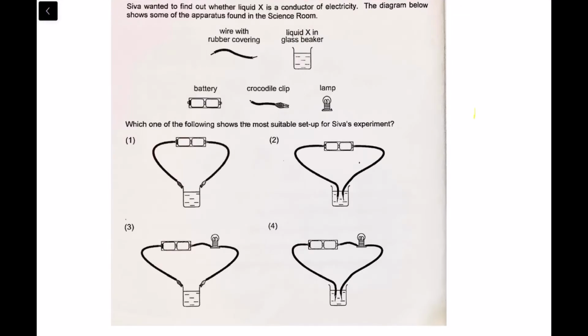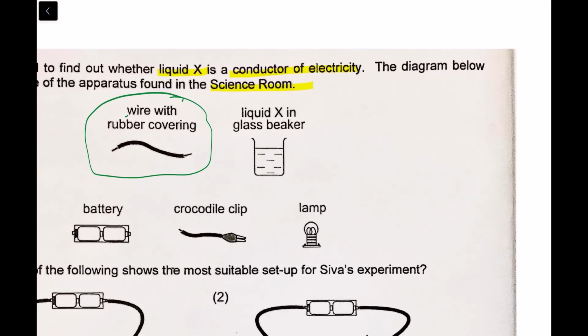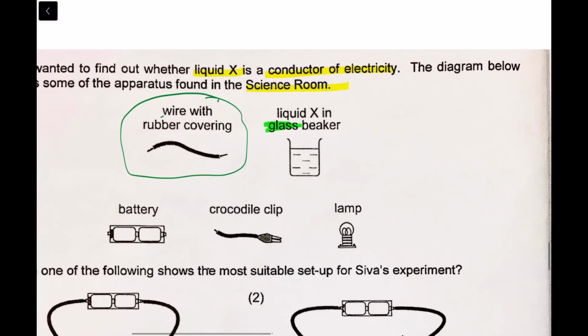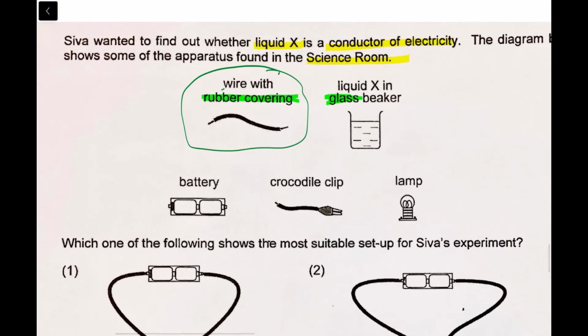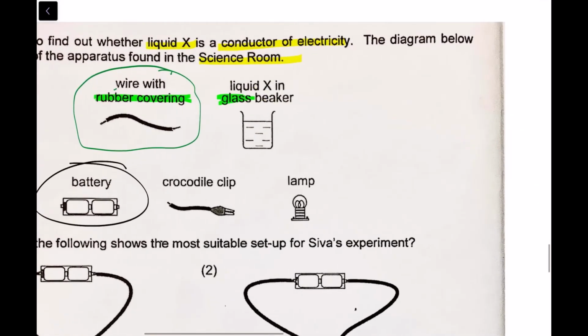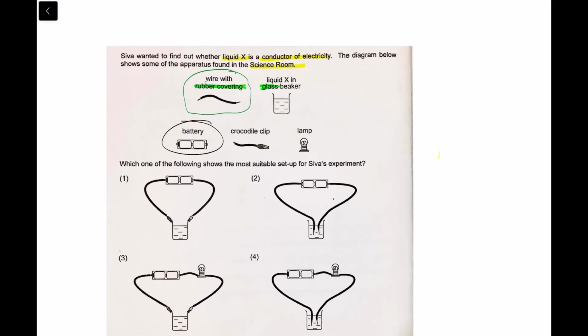Siva wanted to find out whether liquid X is a conductor of electricity. The diagram below shows some of the apparatus found in the science room. Wire with a rubber covering, liquid X in a glass beaker. Okay, there's a keyword over here that says glass beaker and rubber covering. We have 2 batteries, a crocodile clip, and a lamp. Which of the following shows the most suitable setup for Siva's experiment?